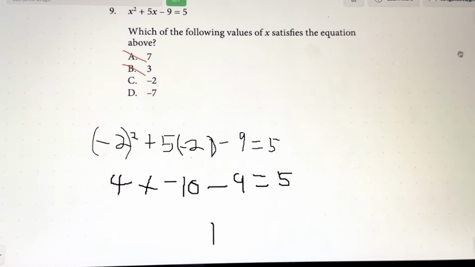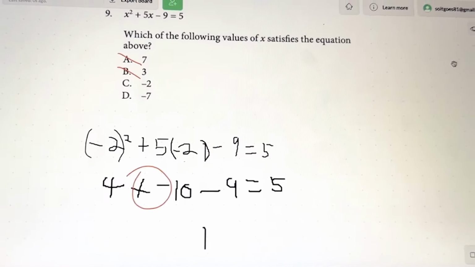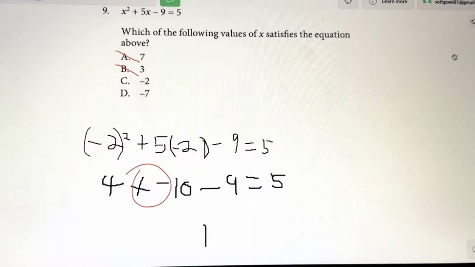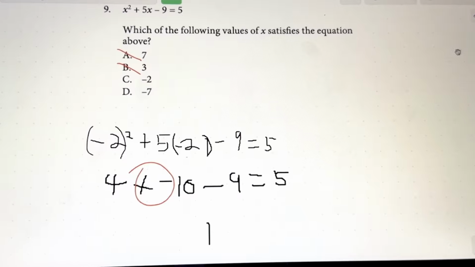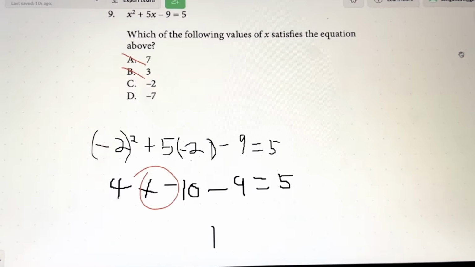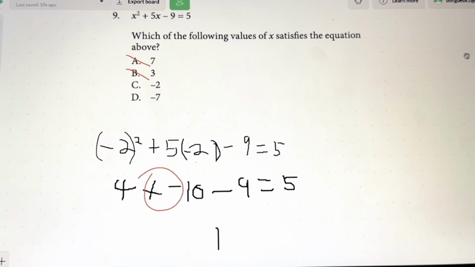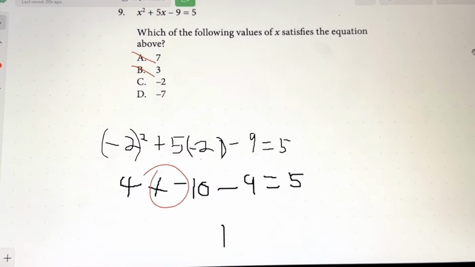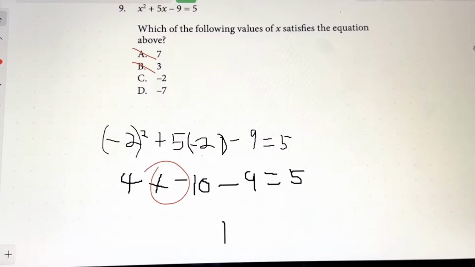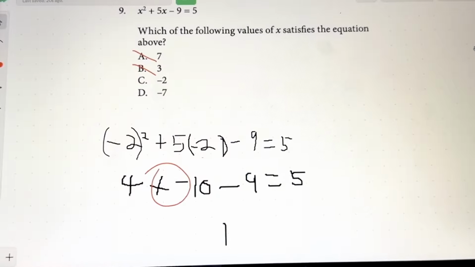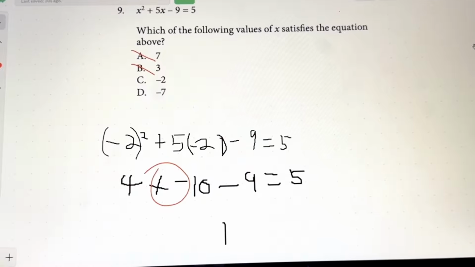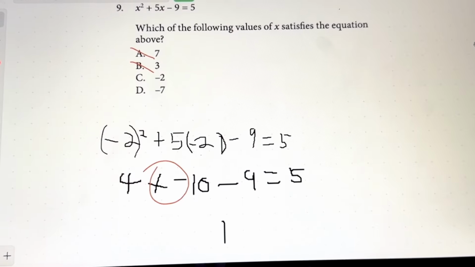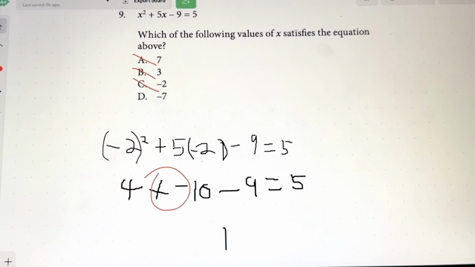What's 4 minus 10? Notice you've got an addition and a subtraction sign. If you're adding a negative, what does that mean? So 4 minus 10 is going to be 6? No, 4 minus 10 is not 6. I don't know why I said that. 4 minus 10 would be negative 6. And then minus 9 is going to be even more negative. Not going to be 5. I think it's negative 15. Does that make sense, Jackson? Yes. Okay, good. So we can get rid of C. Gone. I sure hope it's D.